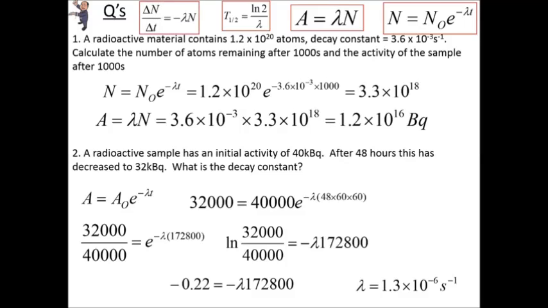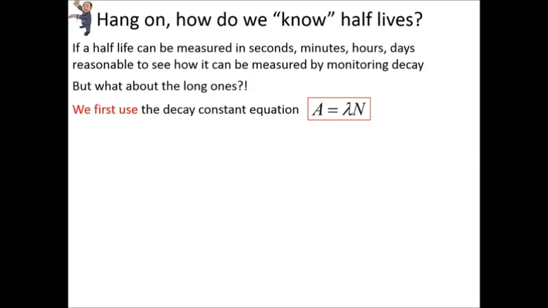And finally, how do we know half-lives? If half-lives can be measured in seconds, minutes, hours or days, it's reasonable to see how you could work it out. You could sit and watch a source and take some readings over, I don't know, 10 seconds, 10 minutes, 10 hours, 10 days, and you might be able to plot a graph and then work out what the half-life is. But what about the long ones?